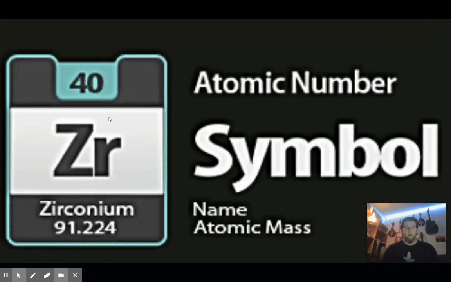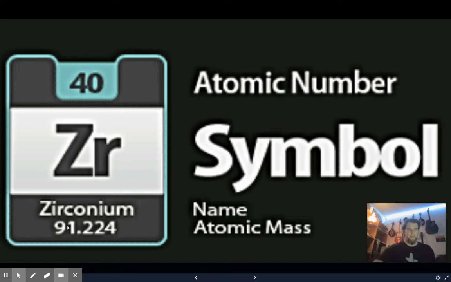Okay, and there's our atomic number, symbol, name, and atomic mass for zirconium. Number 40 on the periodic table, meaning that there are 40 protons and 40 electrons in its ground state and its neutral state, meaning that the protons and electrons balance out. The symbol for zirconium, Zr, this one's pretty straightforward. And there's your atomic mass, meaning if you added up the protons and neutrons of all the isotopes, there's your average.